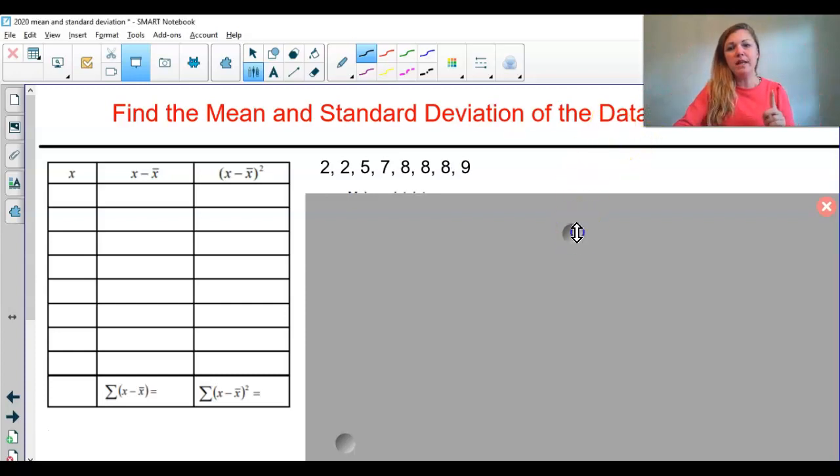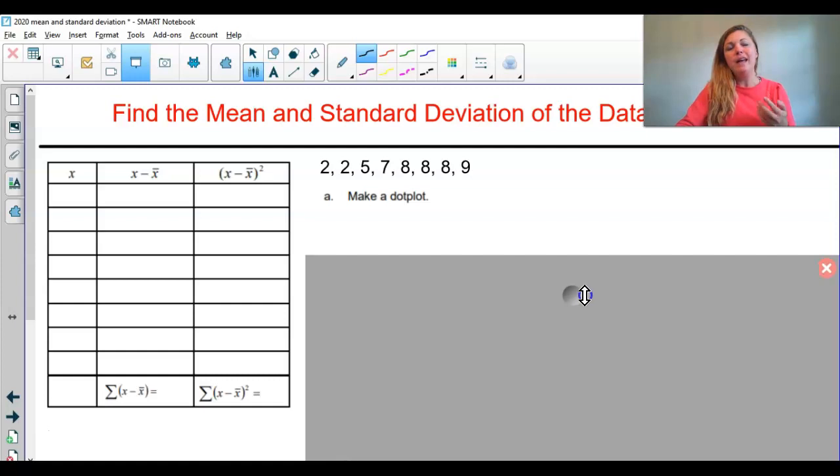Okay, so the first thing that we want to do, you guys, is that usually in statistics we want to see what this distribution looks like. That's always an important piece, especially down the road. So we want to make a dot plot of this data. You can see I'm going from 2 to 9, so I can go by ones: 2, 3, 4, 5, 6, 7, 8, and 9.